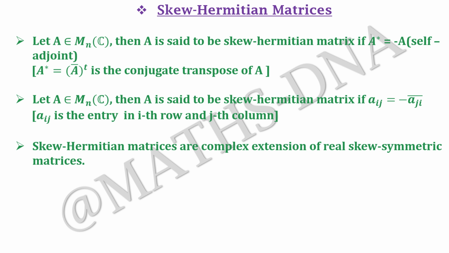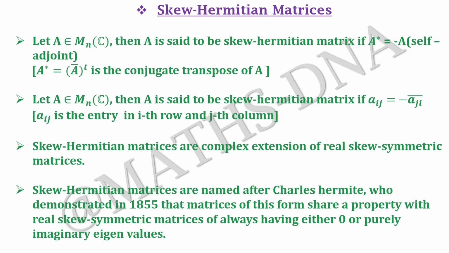Now skew-Hermitian matrices are a complex extension of real skew-symmetric matrices, similar to the symmetric case, and skew-Hermitian matrices were also named after Charles Hermite, who demonstrated in 1855 that matrices of this form share a property of real skew-symmetric matrices of always having either zero or purely imaginary eigenvalues.